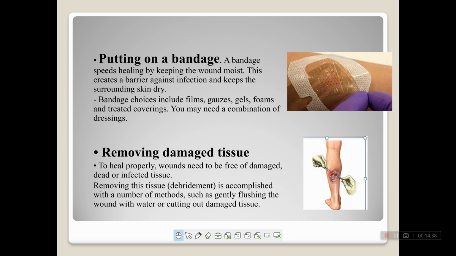Firstly, to heal properly, the wound needs to be free of damaged, dead or infected tissues. In the case of debridement, we remove the damaged tissues from the body.